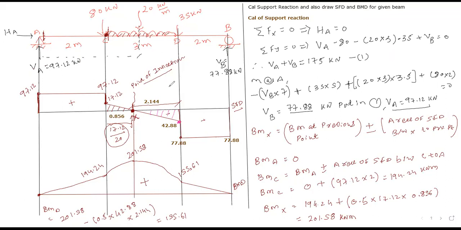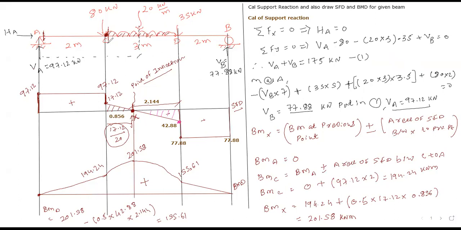Do we need to consider the shaded UDL? Yes or no? As we have discussed, this distance is very negligible. So due to this negligible distance, the intensity of UDL is also negligible. Yes or no? Say that distance is 0.01.